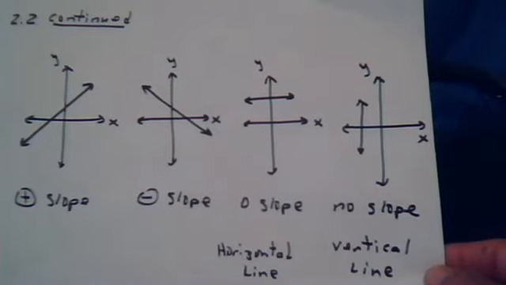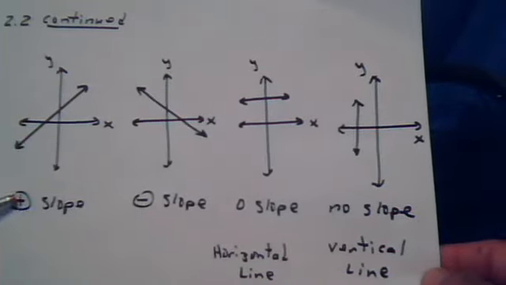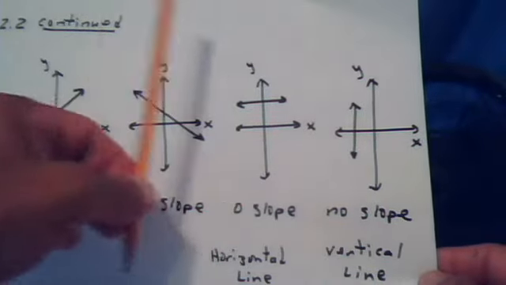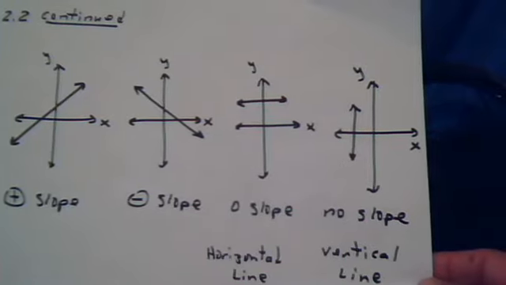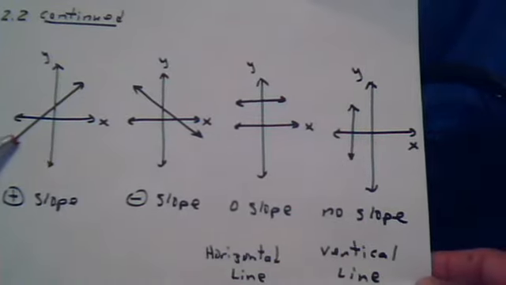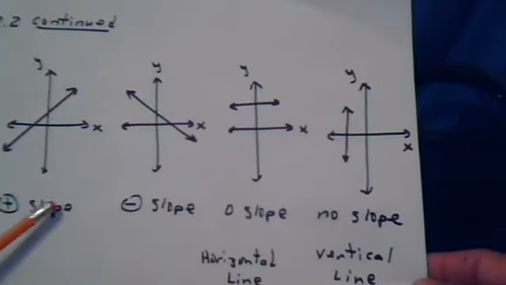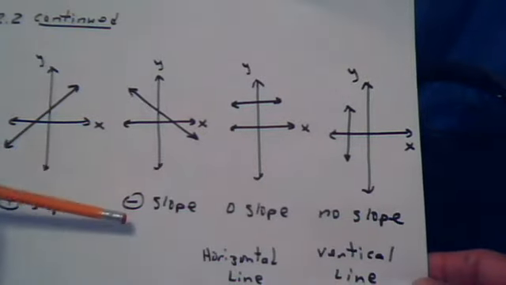So we continue with the slope. This line has a positive slope. Now remember, you read graphs from left to right. The way you read a book is the way you read a graph in math. So this line is going up from left to right. So this is rising. That's a positive slope. This line is falling from left to right, so it has a negative slope.